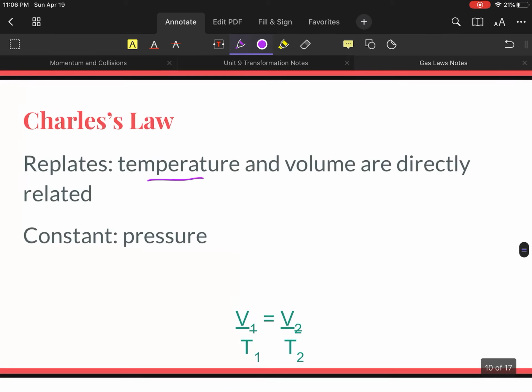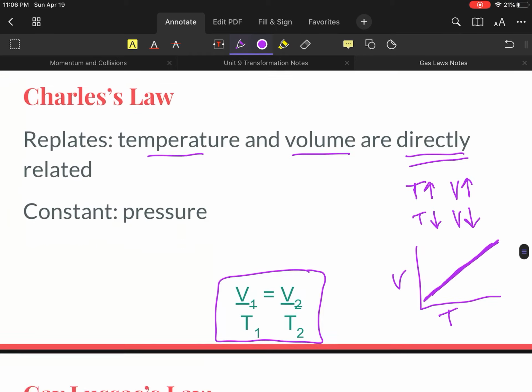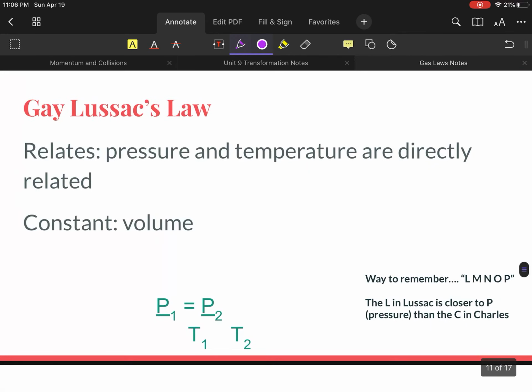Okay. Then we have Charles's law. We're just talking about temperature and volume. Our constant is pressure. We have our nice equation down here. And then since they're directly related, what that means is if temperature is going up, volume's going up. If temperature is going down, volume's going down. Okay, so what we have is this type of graph. It's a direct graph. They're directly related or proportional. So as my temperature is going up, so is my volume, okay, and vice versa.